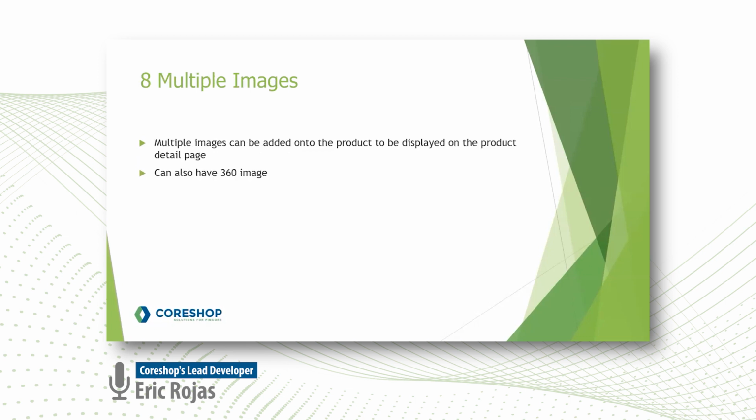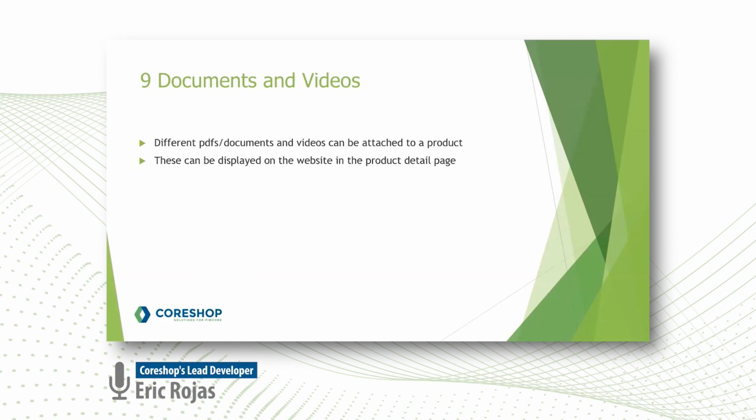We were able to see how we could handle multiple images, the images that can be added into the product. We also may have 360 degrees images added or linked to a product. We didn't see that today, but we can have that. We also can have multiple documents and videos that may be attached to a product or even to a kit. And we saw how those get displayed in our user interface, and how the video gets rendered in the product detail view.